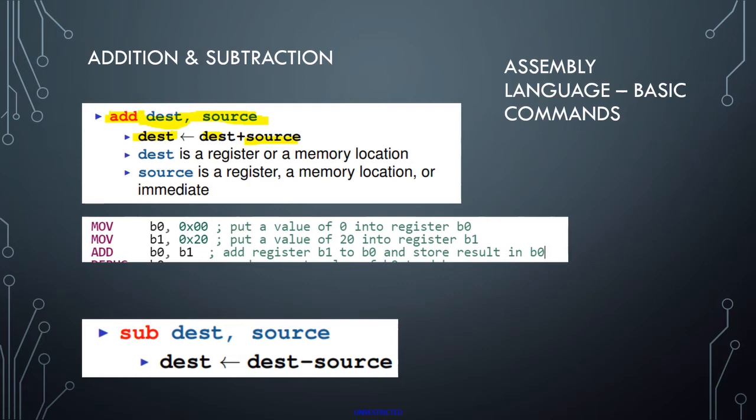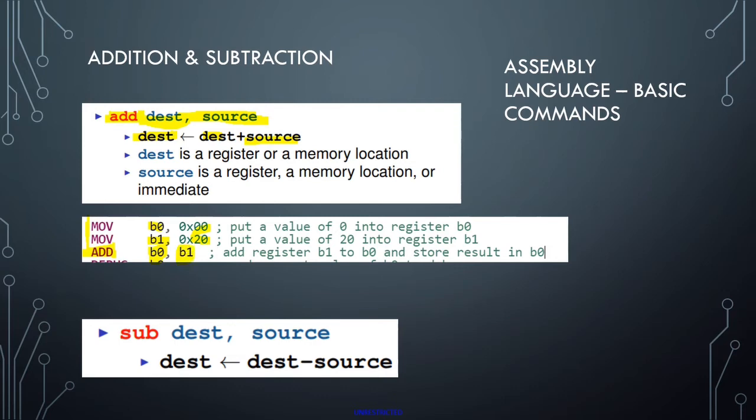Okay, so I have an example down here. And these are the move commands that we just looked at. I copied over the same commands here where we put a value of 0 into register B0 and a value of 20 into register B1. And so now I'm going to add register B0 and B1. So I have ADD. This is my addition mnemonic. Pretty easy to remember. Again, all capitals, best practice. And I have B0 as my destination, and I have B1 as my source.